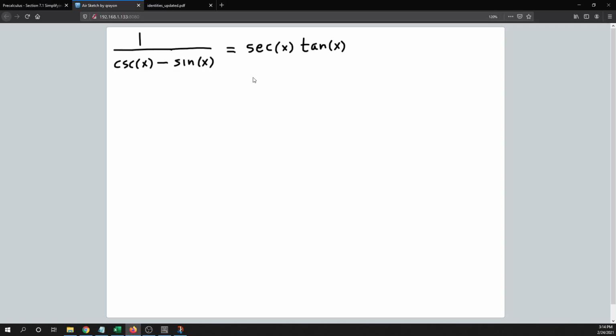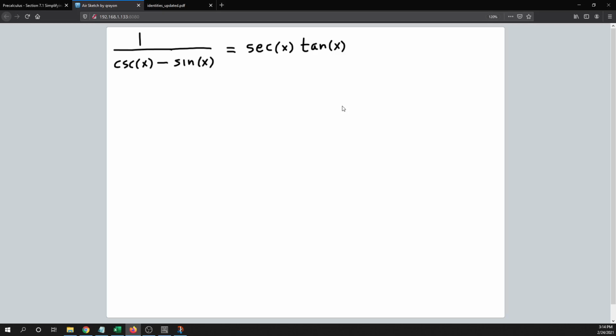So we're going to pick one side and start working on that side and see if we can use algebra and the other trigonometric identities to transform that side that we choose into the other side. So normally you would want to start on the more complicated side. To me, that's this side over here, the left-hand side.